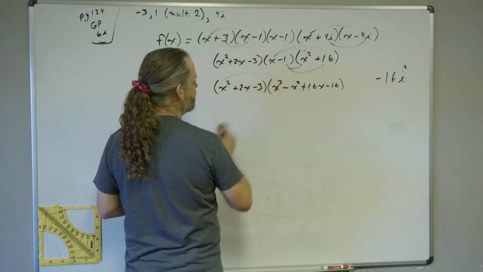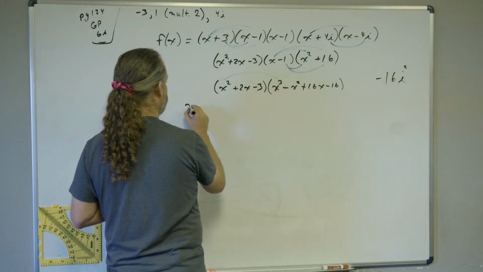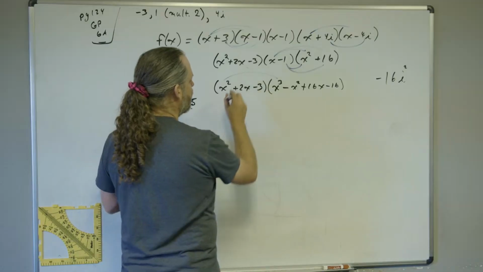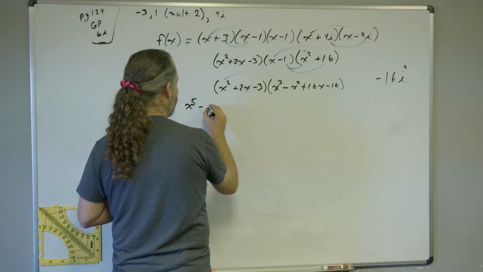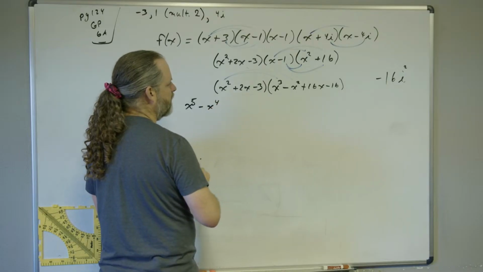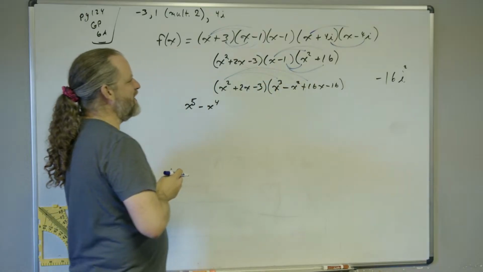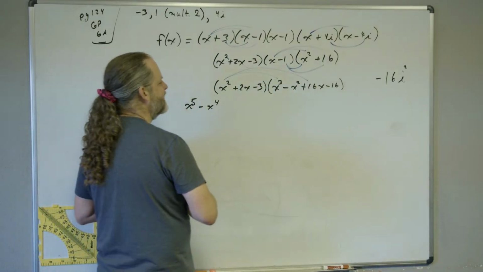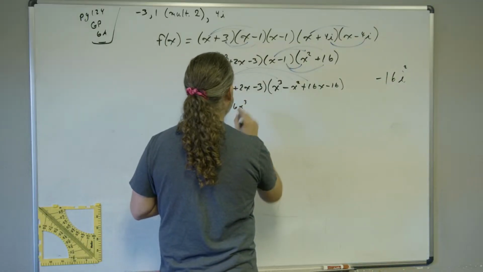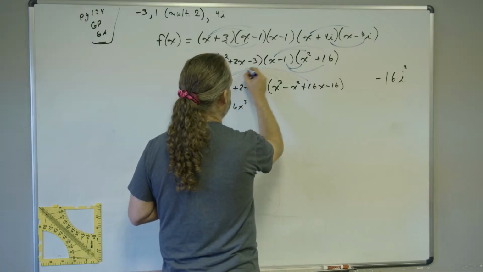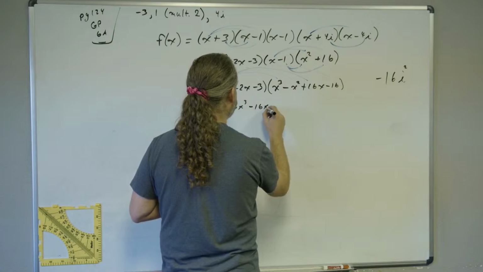So x squared times x cubed, x to the fifth. x to the fourth. No, that's a lie. Negative x to the fourth. Negative x to the fourth. 16x cubed. 16x cubed. The next one's negative 16x squared, though. It is. Negative 16x squared.